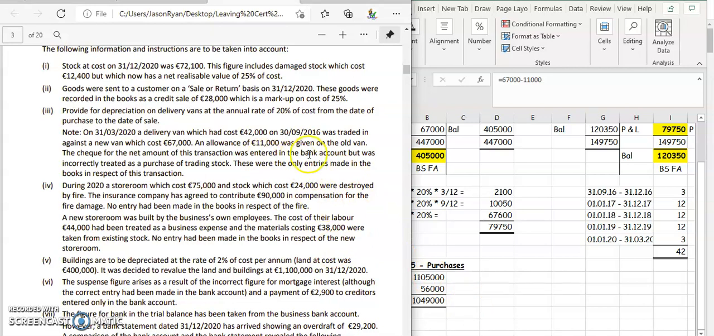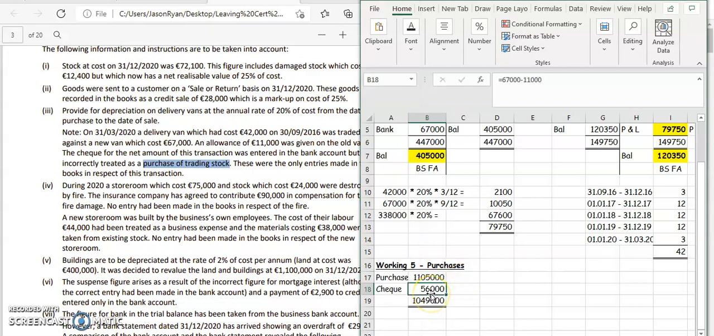So as the phrase says, it was entered in the bank account correctly, so the bank is correct, but it was treated as purchase of trading stock. So we're going to reduce our purchases then by the check amount that we wrote and stuck into the wrong account.